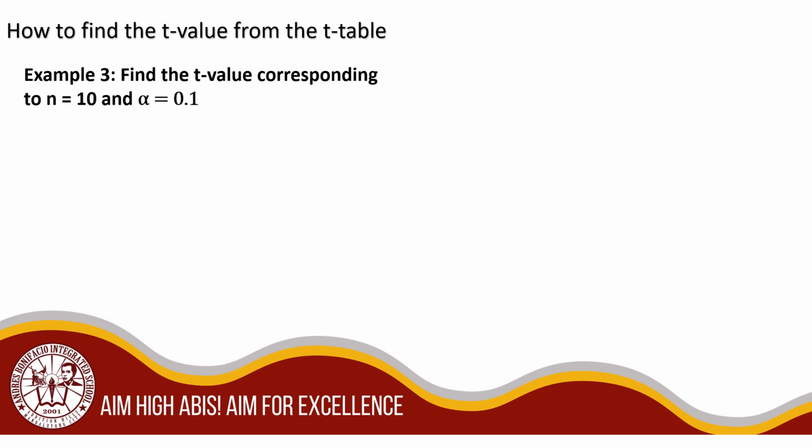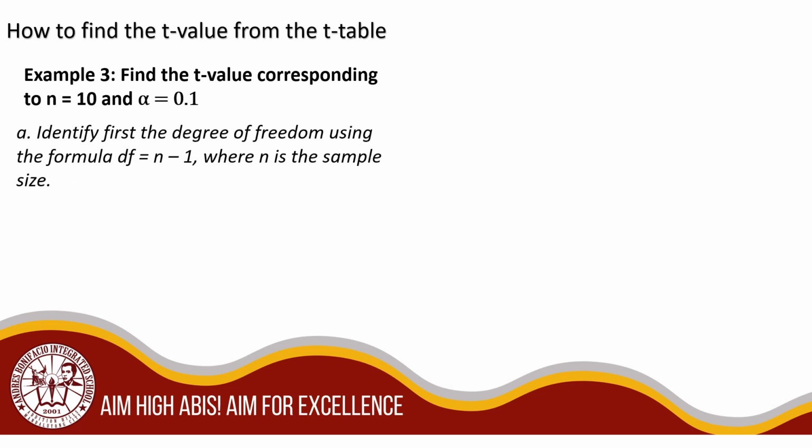Now let's have the third example. Find the t-value corresponding to n is equal to 10 and the alpha or the area is equal to 0.1. So again, we have to find first the degree of freedom. So that is df is equal to n minus 1. So that's 10 minus 1 is equal to 9. So therefore, the degree of freedom is 9.